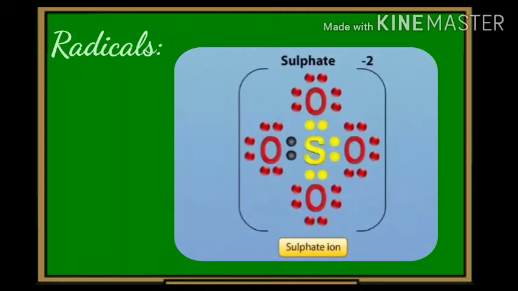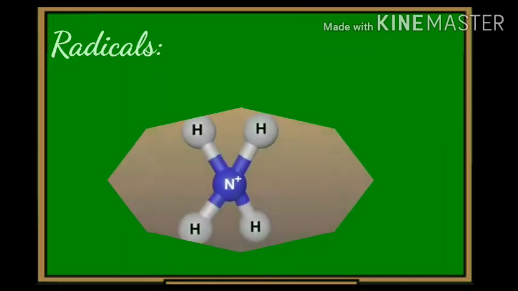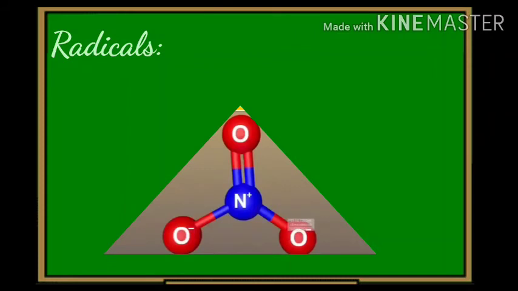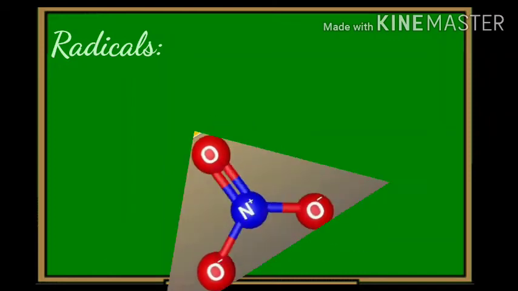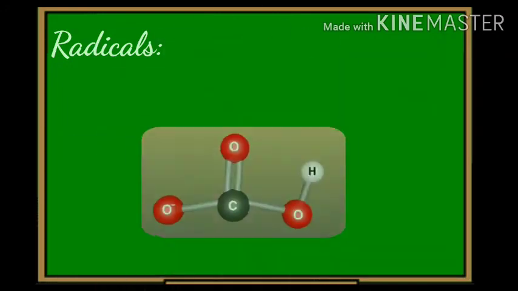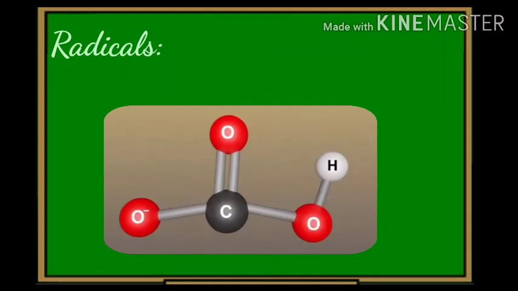Radical sulfate, which has a valency of -2. The sulfur atom shares its electrons with oxygen atoms to form the radical sulfate. Ammonium radical has the valency +1 with 1 extra hydrogen. Nitrate molecule consists of nitrogen with 3 oxygen with -1 valency. Nitrite with the -1 valency. Bicarbonate radical has -1 valency.